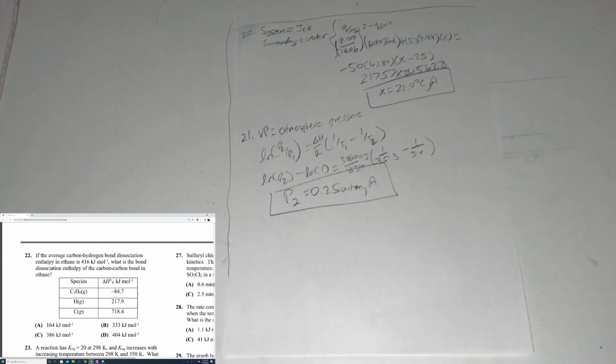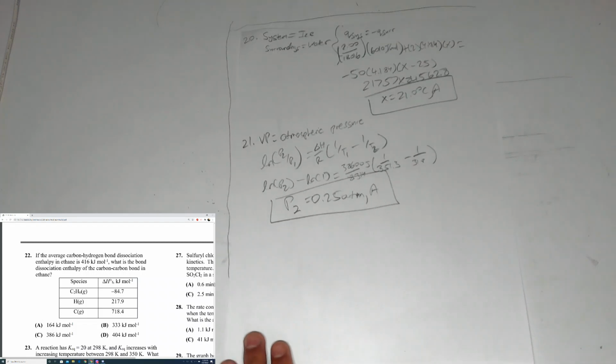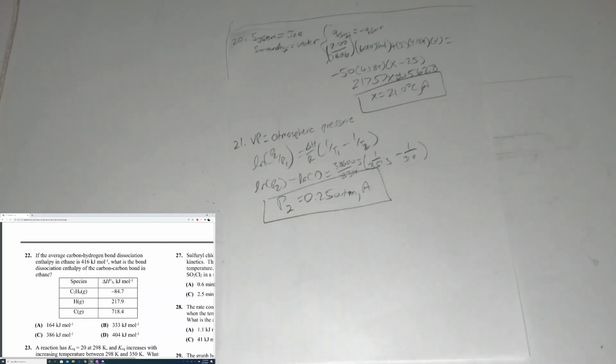Okay, 22. Now this was a pretty challenging question in my opinion. It's something different than your regular thermal questions, so it's one of those questions where you spend a little longer in the exam. But you have plenty of time, so don't worry guys. Let's begin. If the average carbon-hydrogen bond dissociation enthalpy in ethane is 416 kilojoules per mole, what is the bond dissociation enthalpy of the carbon-carbon bond in ethane?